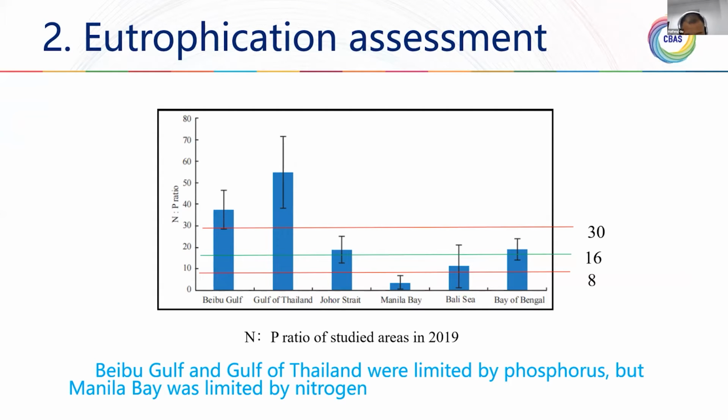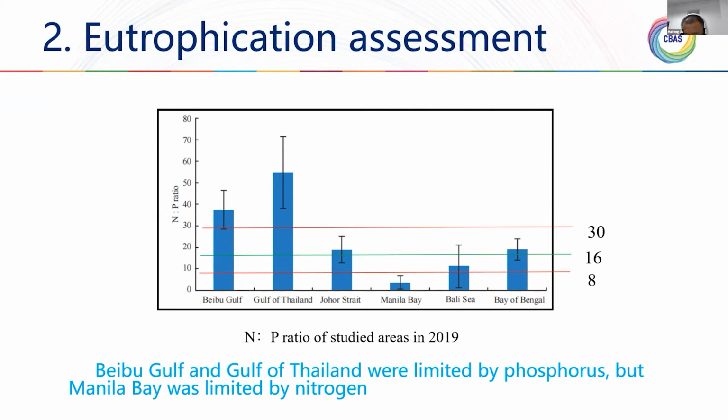A normal area has a ratio of nitrogen and phosphorus of 16, and this value is called the Redfield value. So when the ratio is less than 8, phytoplankton growth is limited by nitrogen, and when the ratio is greater than 30, phytoplankton growth is limited by phosphorus.